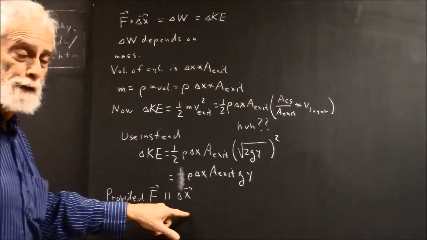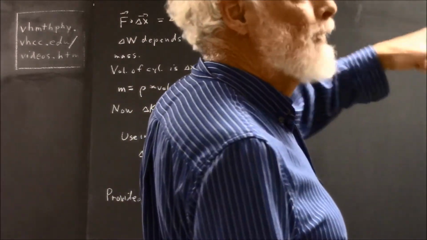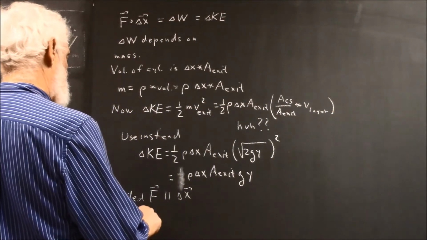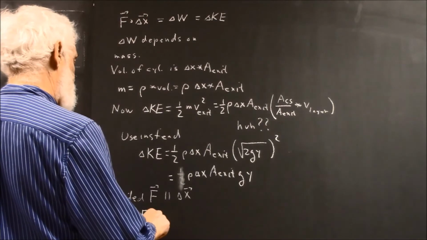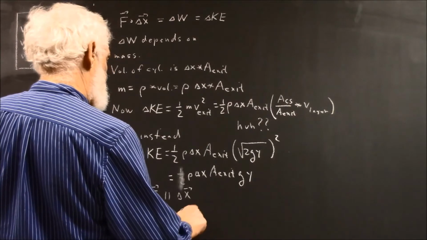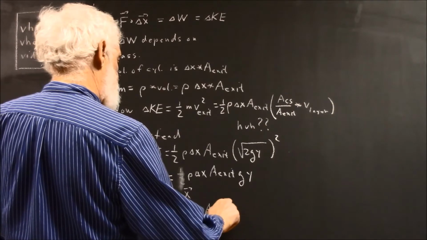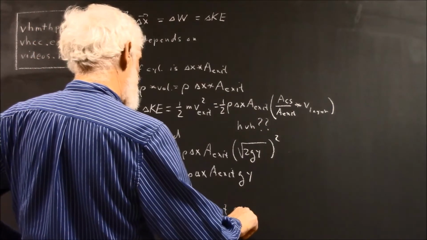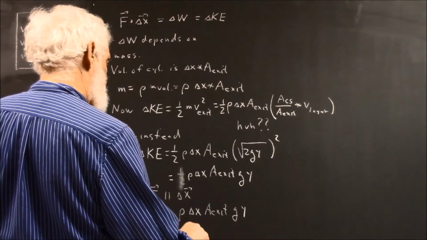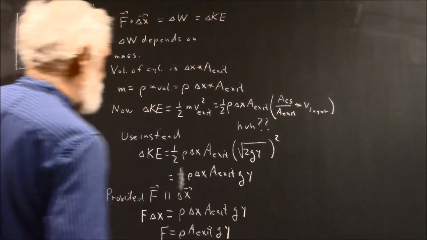Provided F is parallel to delta X, then your F dot delta X is just F times delta X, same direction, right? Right. And we haven't necessarily established that, but we have F delta X equal to rho delta X A exit g y, so that F equals rho A exit g y.